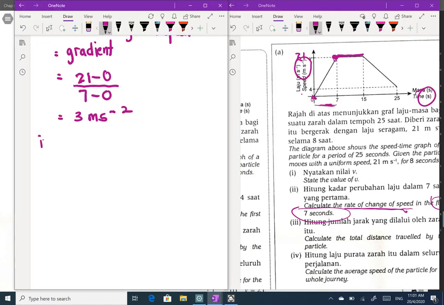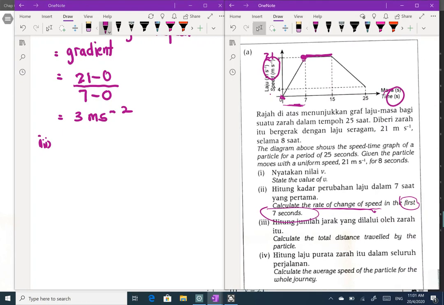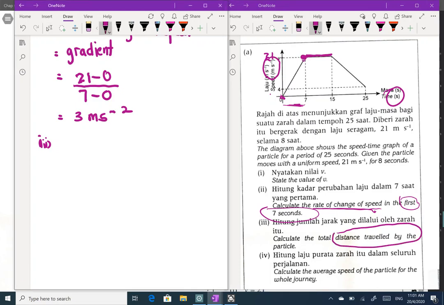Number 3. Calculate the total distance traveled by the particle. Total distance. How to find the distance for the graph of speed versus time? It is the area under the graph.